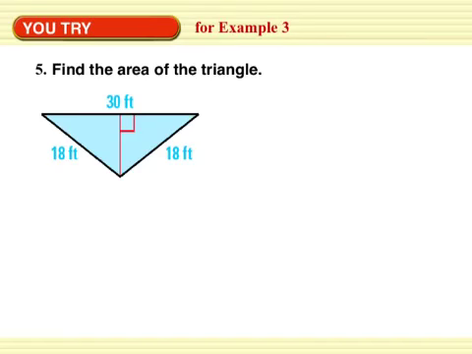Alright, you try. Find the area of the triangle. It looks like an isosceles triangle again, so that altitude splits the base in half, so you have to find the altitude first. Go ahead and try.